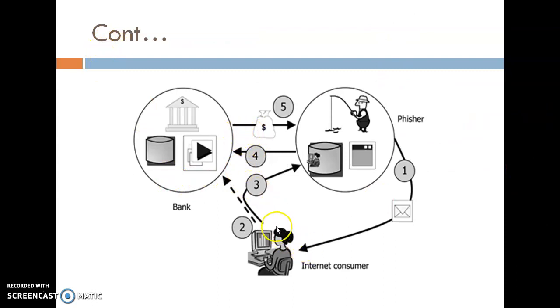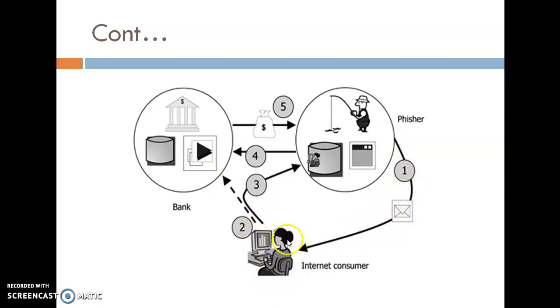For example, this is a real internet consumer and this is a banking system. The connection between the banking system and this real internet consumer is a legal connection. Now this is a phisher. The phisher wants to access the data in this bank with the username and password of this particular consumer. So what is the first step of the phisher? The phisher sends a fake mail to this internet consumer, and that mail looks like the original message coming from the bank.